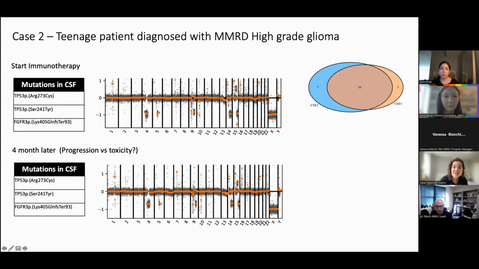Four months later, he presented with neurological deterioration, and the imaging wasn't successful in showing us whether this was due to toxicity to the drug or progression of the lesion. So the CSF helped us confirm that there was still tumor there, with mutations found as well as copy number alterations pertinent to the tumor, helping us decide how to move forward with this patient's treatment.